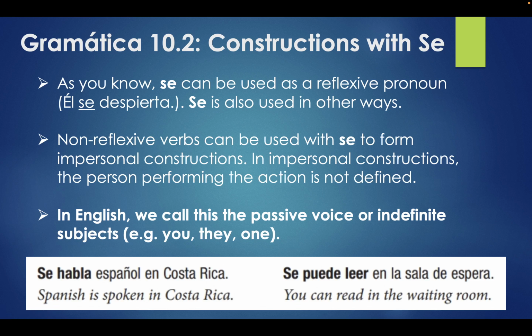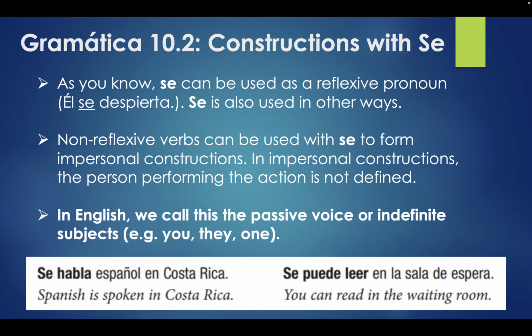Well, we know who's speaking Spanish, right? It's the natives, it's the citizens, etc. But it doesn't specifically say that in that sentence. It just says Spanish is spoken. Se habla español. So in this case, habla literally agrees with español. Spanish is spoken in Costa Rica. Another example, se puede leer en la sala de espera. One can read in the waiting room, or you can read in the waiting room.